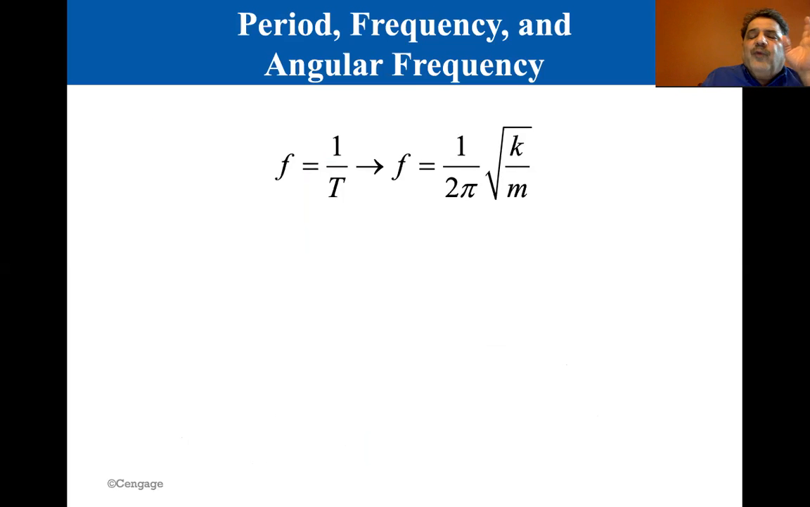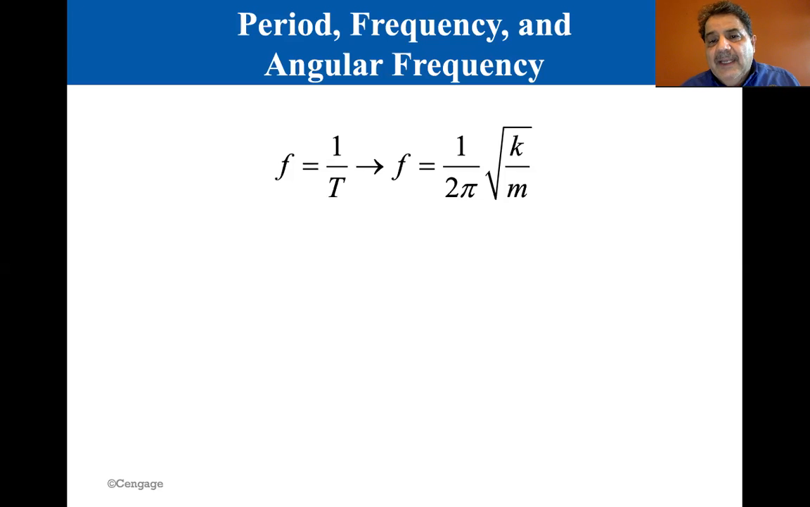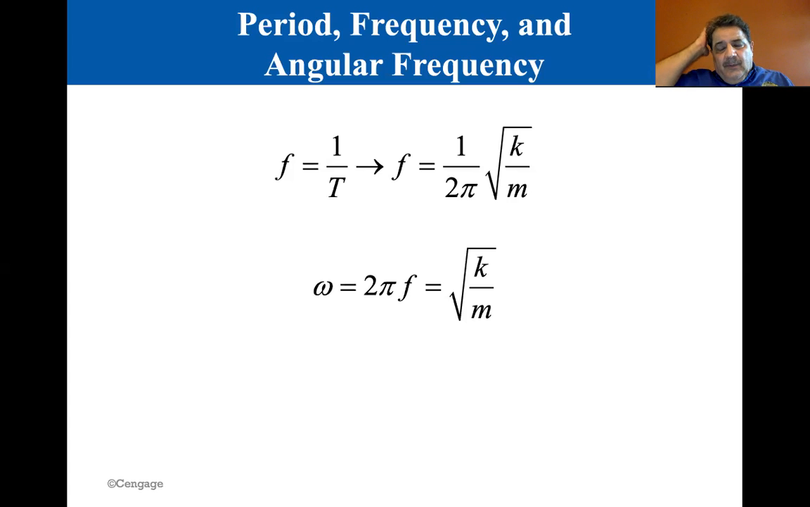Now the frequency is equal to 1 over the period. Since the frequency is the reciprocal of the period, we take T equals 2 pi times the square root of m over k, invert it, and we get 1 over 2 pi times the square root of k over m. And omega, what we call the angular frequency, is equal to 2 pi times the frequency, 2 pi f, and that's equal to just the square root of k over m.